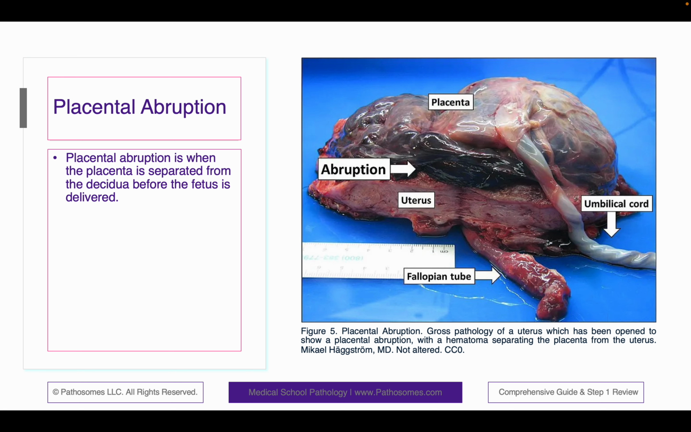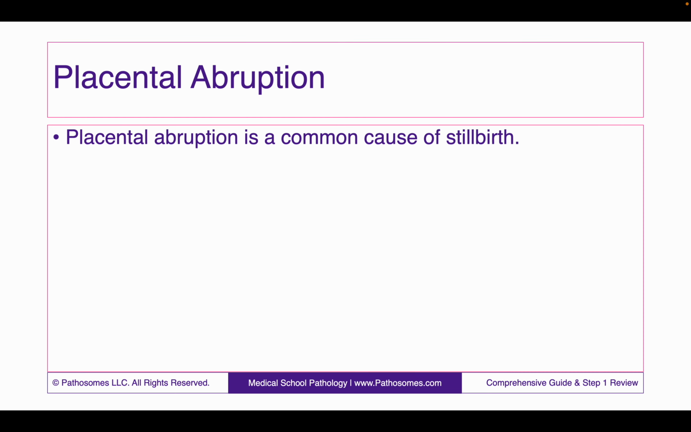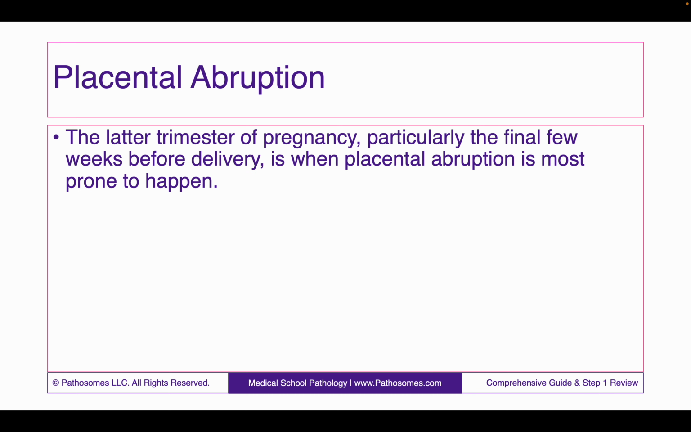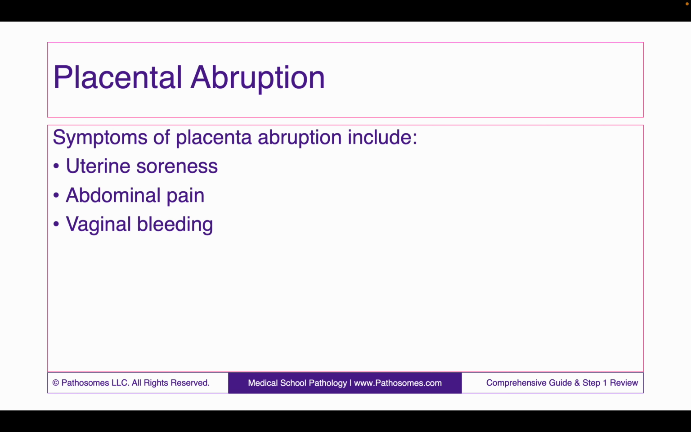And here we can see that placental abruption is when the placenta is separated from the decidua before the fetus is delivered. Placental abruption is a common cause of stillbirth. The latter trimester of pregnancy, particularly the final few weeks before delivery, is when placental abruption is most prone to happen. Symptoms of placental abruption include uterine soreness, abdominal pain, and vaginal bleeding.